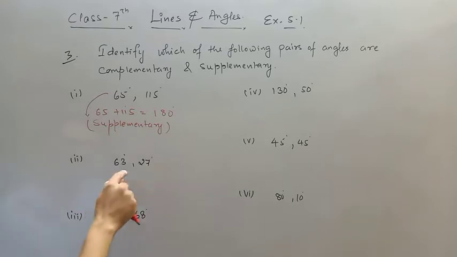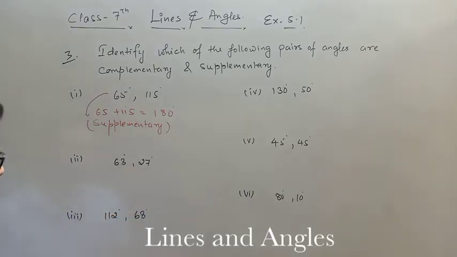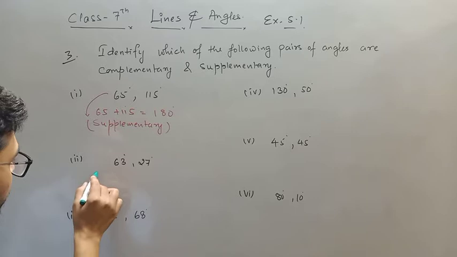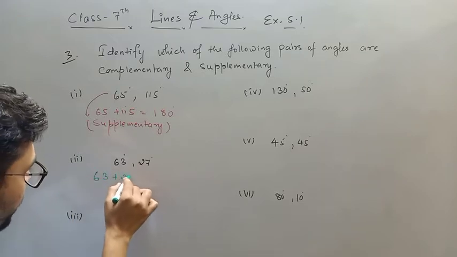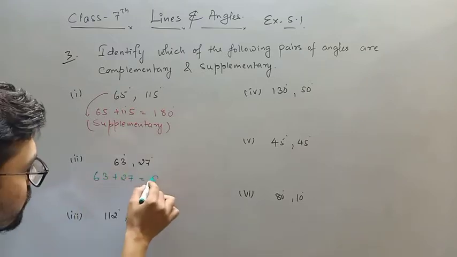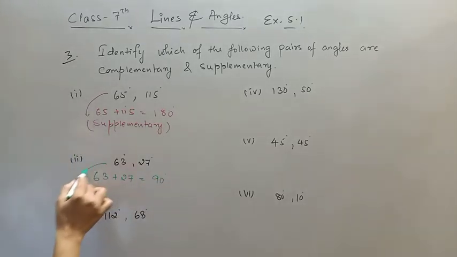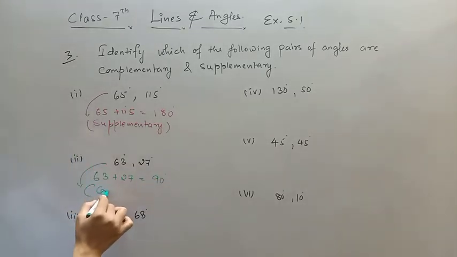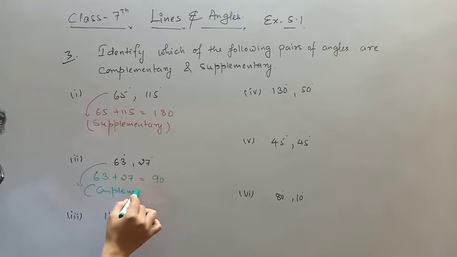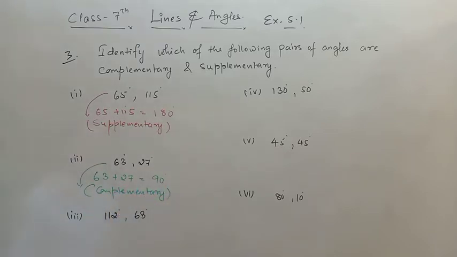Now check this example. 63 and 27. So 63 plus 27 will give you 90, right? 3 plus 7 is 10, 6 plus 2 is 8, and 1 is 9. So the sum is equal to 90 degrees. That means this is a pair of complementary angles.